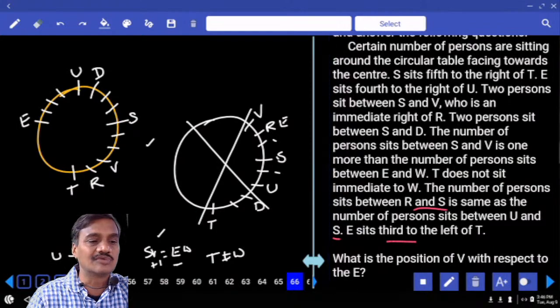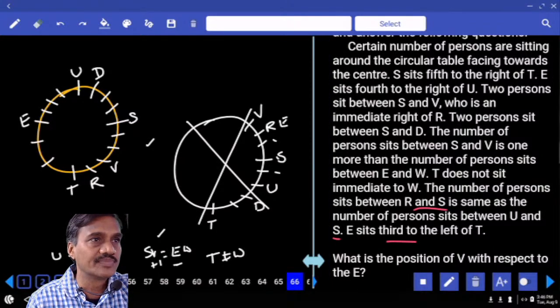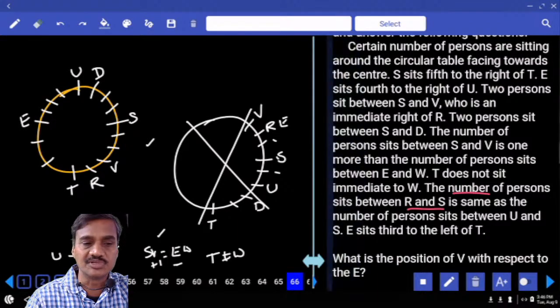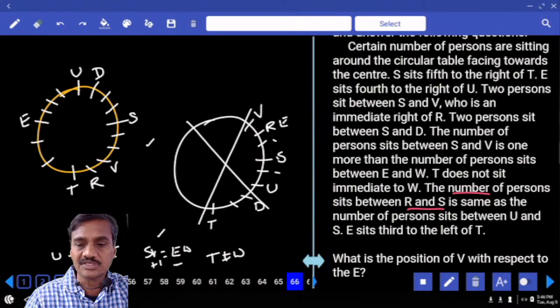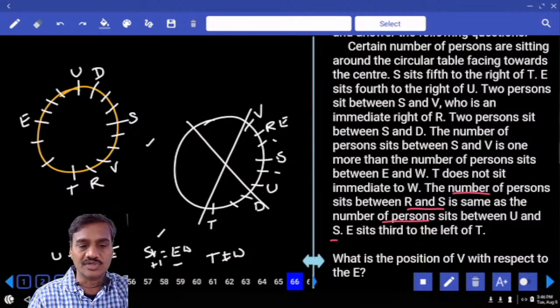E sits second to the left of T, and E is second to the left of T means only 2 people. Then the condition: the number of persons between R and S is the same as the number of persons between U and S. R and S, U and S.